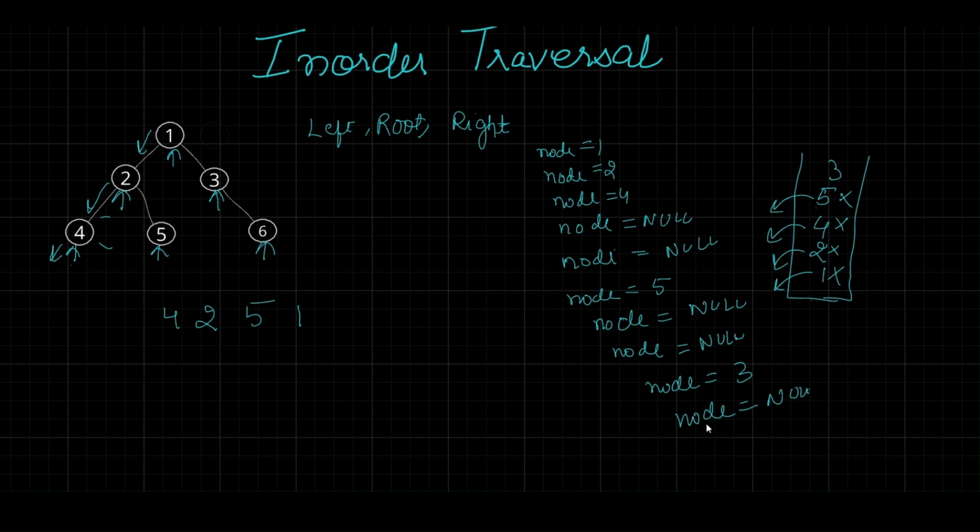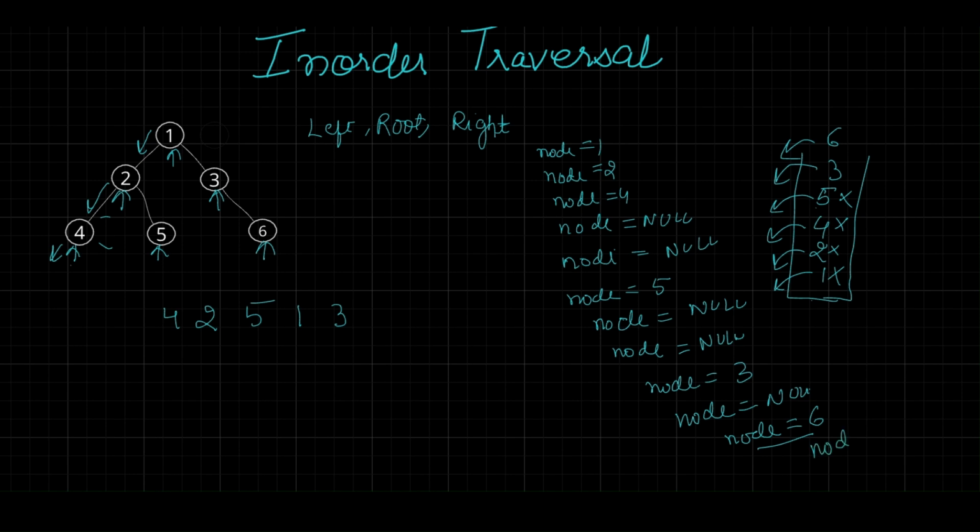Now again we got the null node, so we will again pop 3 from the stack, and we will move to the right side of the 3, that will be 6. Now node is equal to 6. This is not equal to null, so we will push it inside the stack, and then we will move towards its left side.